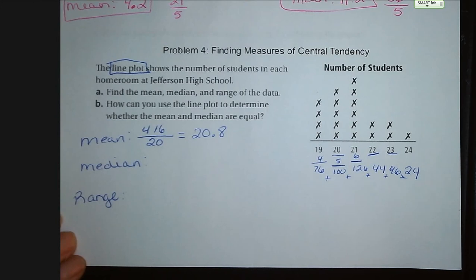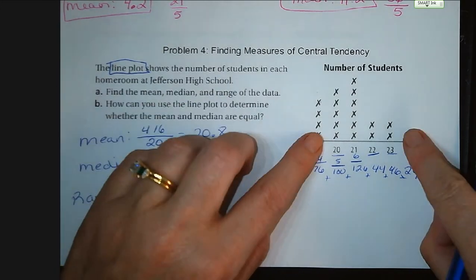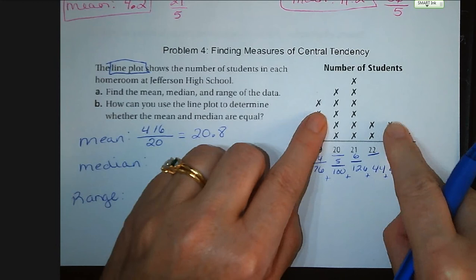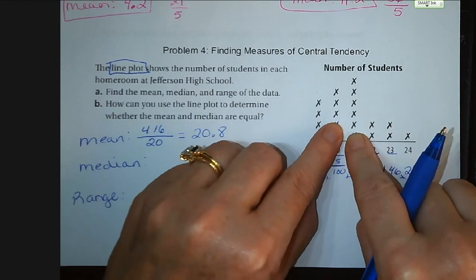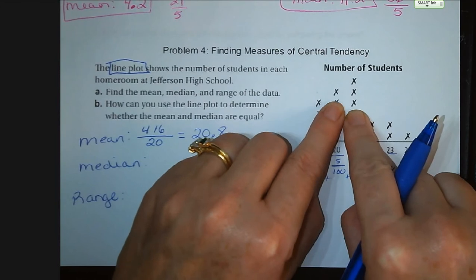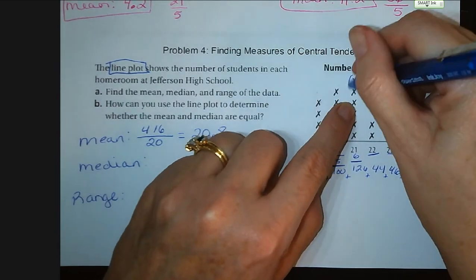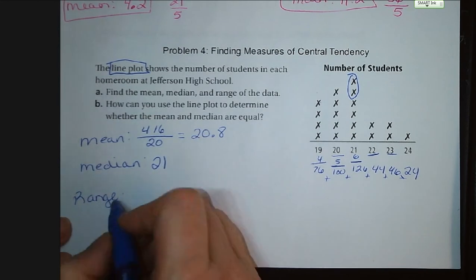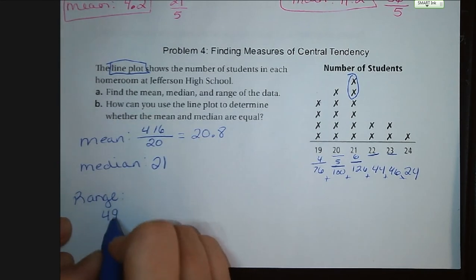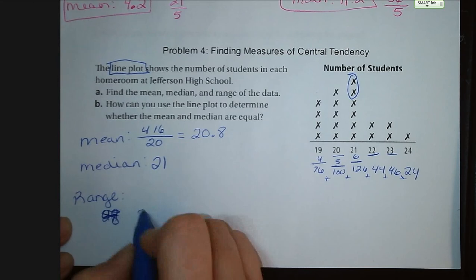Okay. Our median, we're going to start from the outside and work our way in. Mrs. Zirzo is just hopping along with her fingers. And what do you know? Our median is 21. And the range is going to be 24 minus 19, which is 5.